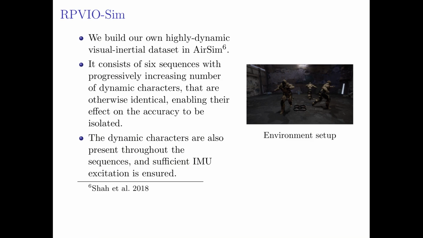For these reasons, we build our own highly dynamic visual-inertial dataset using AirSim. We create 6 sequences with progressively increasing number of dynamic objects from none to up to 8 that are otherwise identical. We also ensure the dynamic characters are present throughout the sequences and there is sufficient IMU excitation. This allows the effect of the dynamic objects and the accuracy to be isolated.